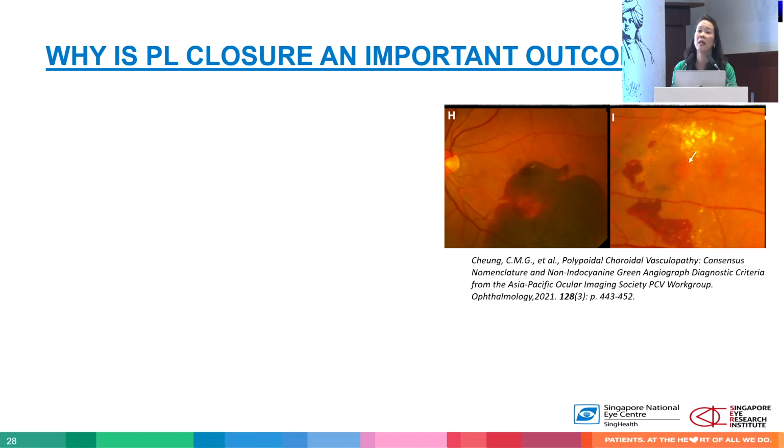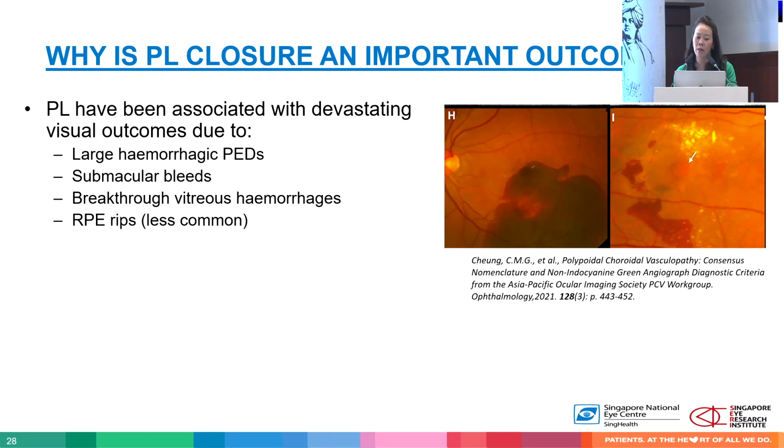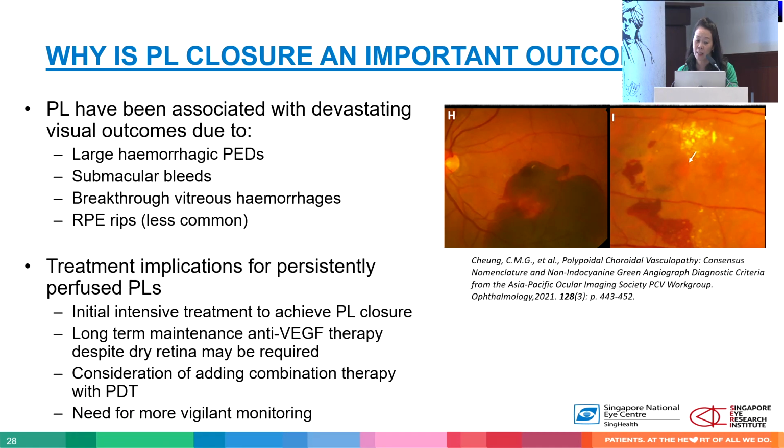It is an outcome that has not been recognized so many times with the treatment of PCV in the past, because people just look at visual acuity and OCT and fluid. However, it is an important outcome because we know that open polypoidal lesions have been associated with devastating visual outcomes due to large hemorrhagic PED, submacular bleeds, breakthrough vitreous hemorrhage, and RPE rips, which are less common, but still a problem.